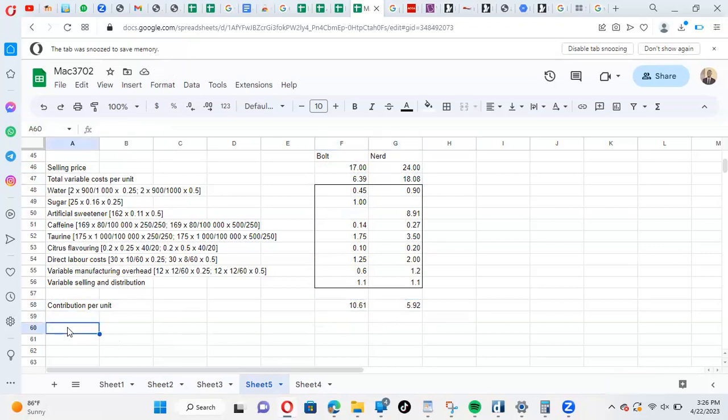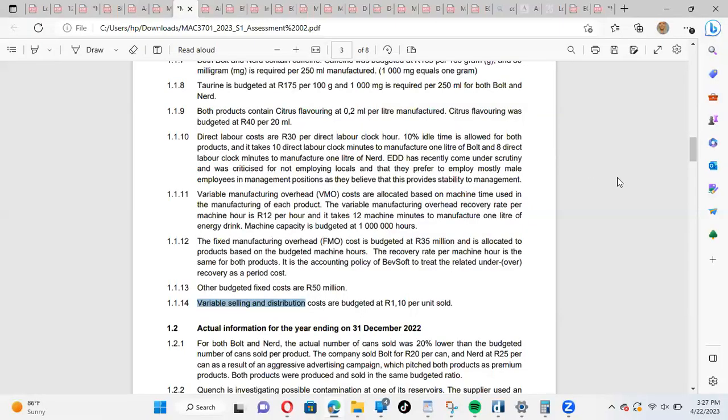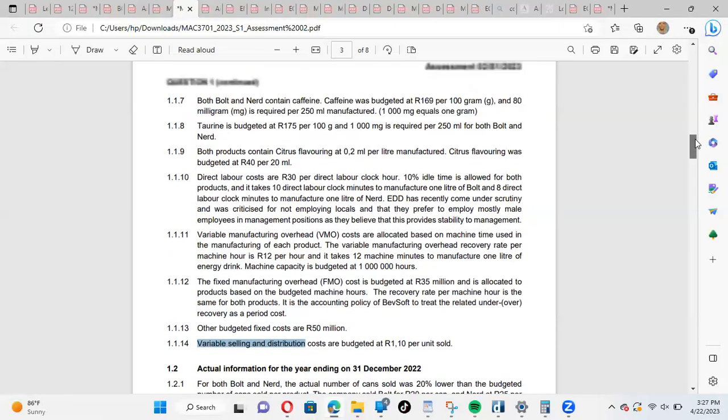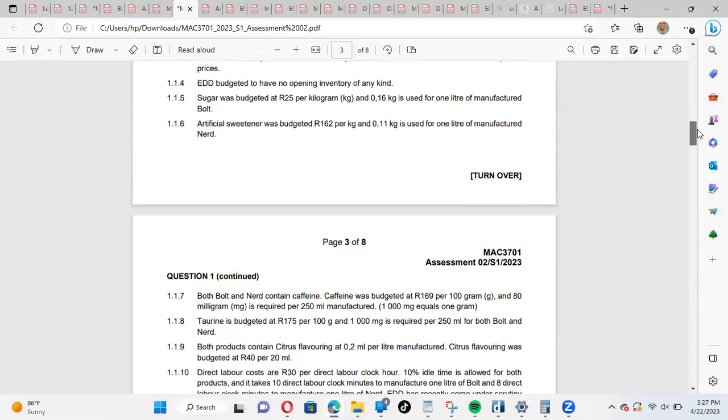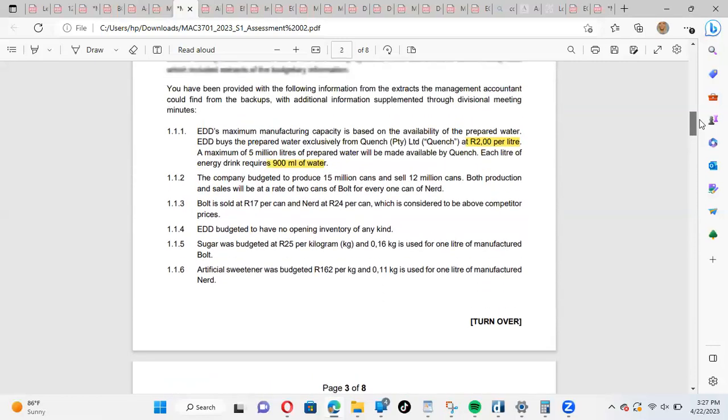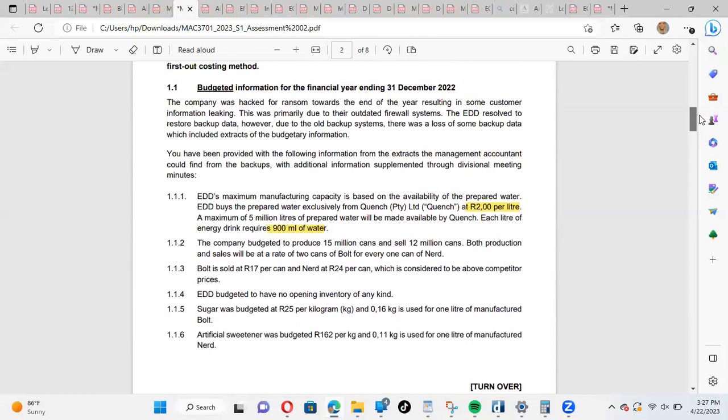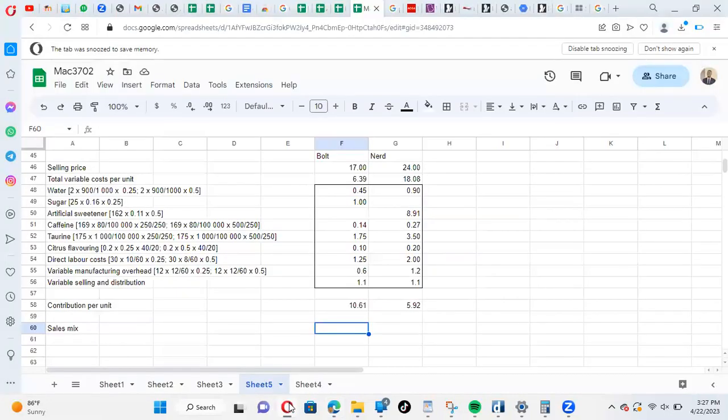All right, so ideally now, because we are dealing with weighted contribution, what do we need? Sales mix. We need our sales mix, so we need to check. Sometimes, if you are not given the sales mix as a sales mix, look at the budgeted sales units. That will give you the sales mix. Let's see what we have here. All right, here we have both production and sales will be at the rate of 2 cans of bolt for every 1 of nerd. So it's a 2:1.